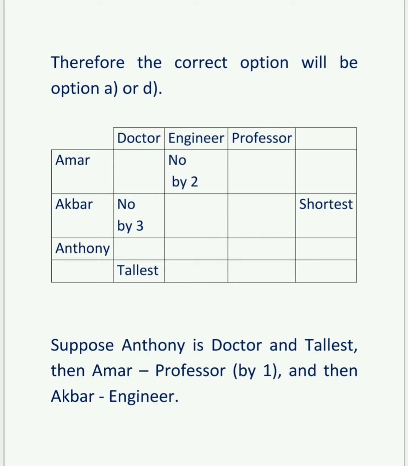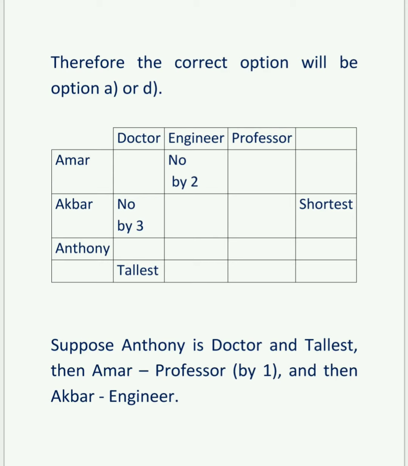Here, I use one table. The table contains the persons and their professions. Right? I fill the table using the given conditions. Amar is not an engineer by condition number 1. Akbar is not a doctor by condition number 3, because Akbar is the shortest and the doctor is the tallest. Therefore, Akbar is not a doctor. Right? We are left with only options A and D.